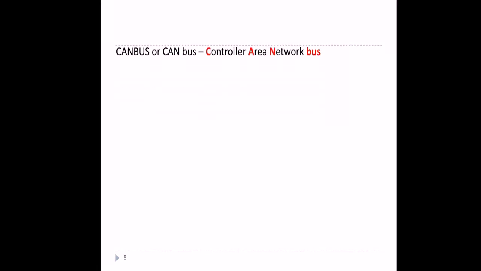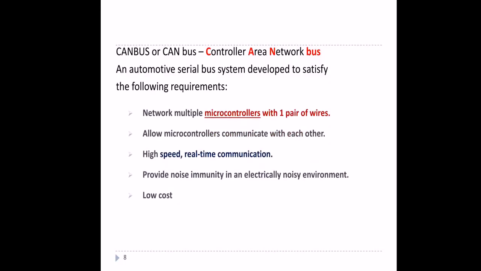CAN bus, or the Controller Area Network bus, is an automotive serial bus system developed to satisfy the following requirements: network multiple microcontrollers with one pair of wires. Yes, we can connect n number of nodes with one pair of wires. It allows the microcontrollers to communicate with each other. It's a high speed, real-time communication. It provides noise immunity in electrically noisy environments at very low cost.